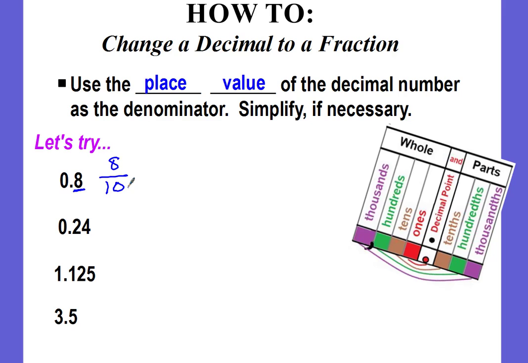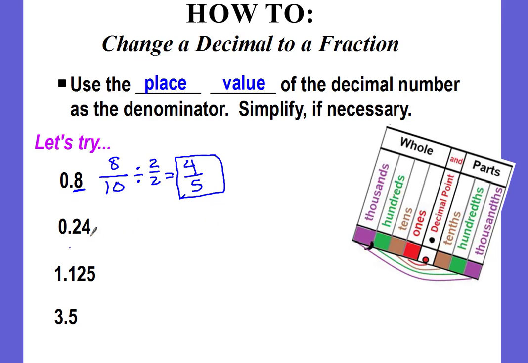Now, all fractions you should simplify if possible. I shouldn't even need to tell you that. That needs to become automatic with you. So let's go ahead and simplify. They're both even, so I'm going to divide by 2. Remember, you have to divide both numerator and denominator by the same factor. 8 divided by 2 is 4. 10 divided by 2 is 5. Cannot simplify further, so the simplified fraction is 4/5. Pretty easy, right? Let's try another one.